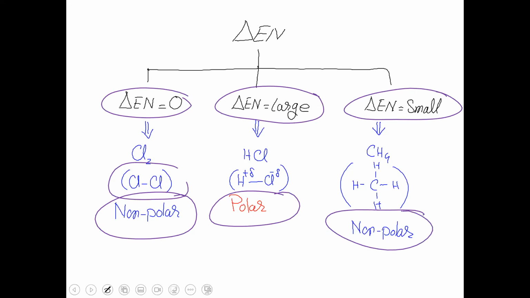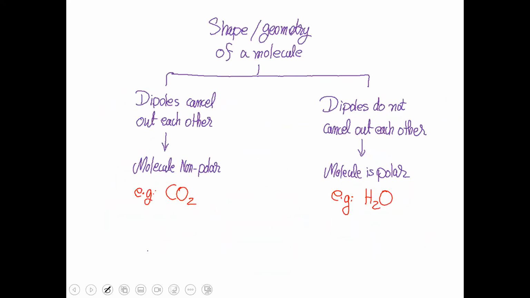Remember, if the bond is polar, then the question comes about the molecule. If the bond is non-polar, the question finishes. Obviously, when the bonds are non-polar, there is no question of polarity of the molecule. Shape: if the dipoles cancel each other out, the molecule becomes non-polar. If the dipoles do not cancel each other out, the molecule is polar.